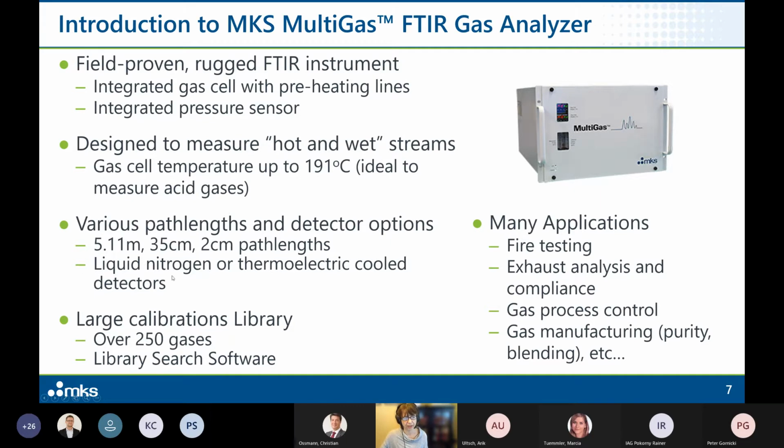We have different path length detector options: 5 meter, 35 centimeter, 2 centimeter, and we have both liquid nitrogen cooled detectors and thermoelectric cooled detectors, which we call TE, which do not require liquid nitrogen cooling of the detector and can be used 24/7. So depending on what the customer needs, we offer either option. There is a large calibration library, and we have many recipes for many different applications.